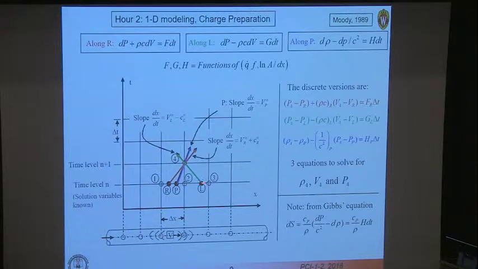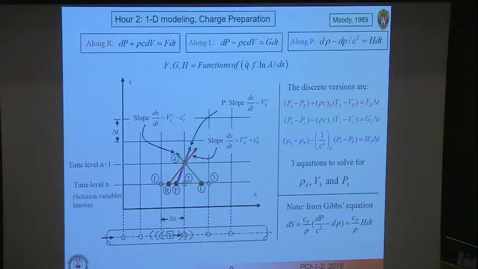I will know the flow field at points L and R by interpolating between 1 and 2, or 2 and 3, to find the density, the velocity and pressure at those locations. And therefore, I can solve these equations for the conditions at station 4. Here are the equations. These are discrete versions of the equations. And you basically have 3 equations to solve for the variables density, velocity, and pressure.